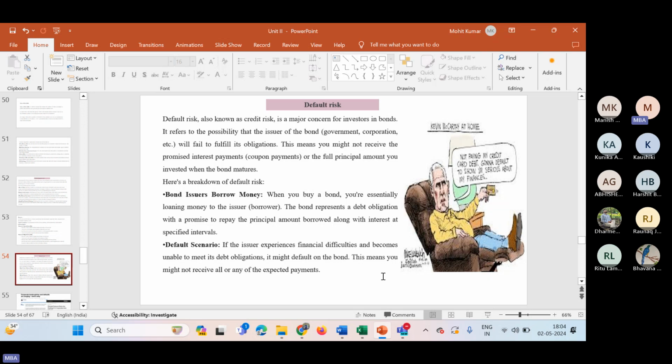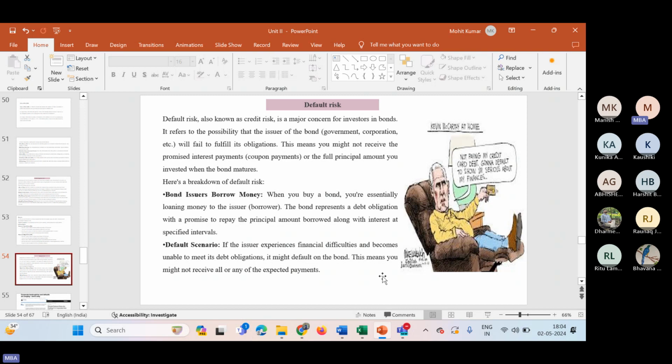See this cartoon, what is it saying? Not paying my credit card debt. Gonna default to show them all how serious I am about my finances. Okay, so it is like you're not in a situation to pay the interest or the principal amount on the bond or the loan you have taken. So it is called default risk. The risk that you will default on the amount you have borrowed from me. This is called default risk.